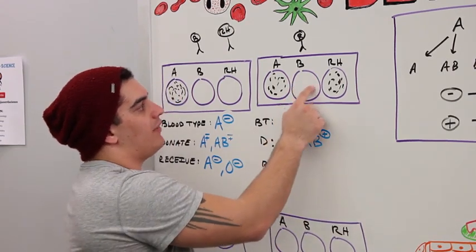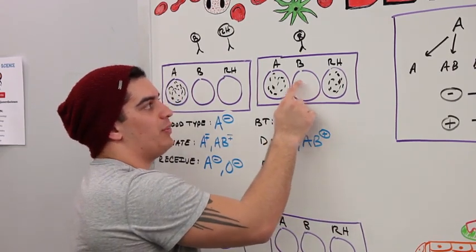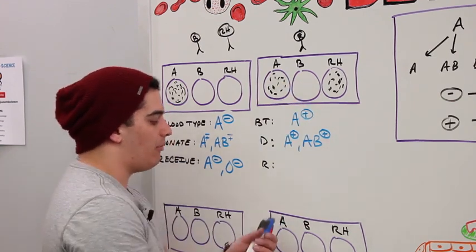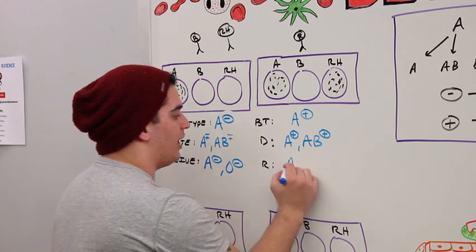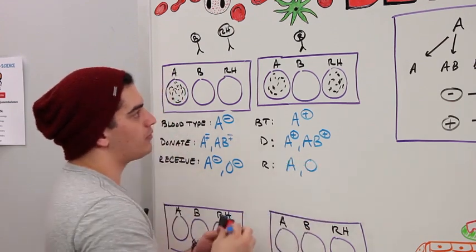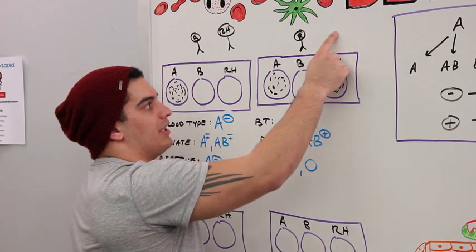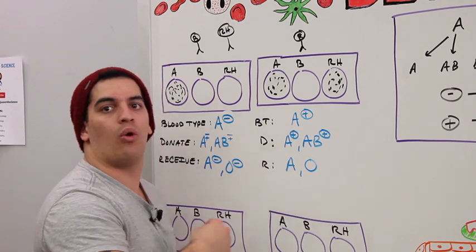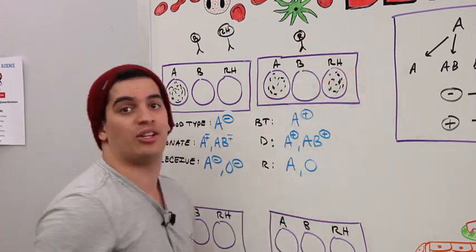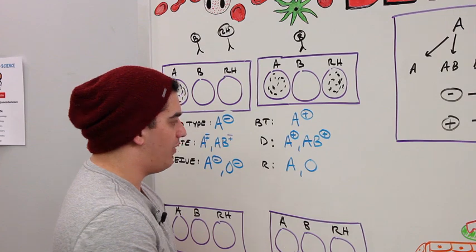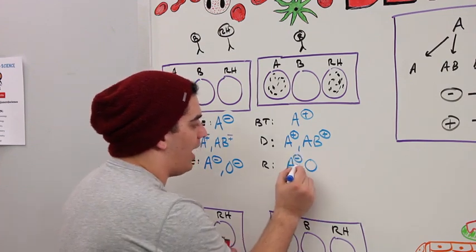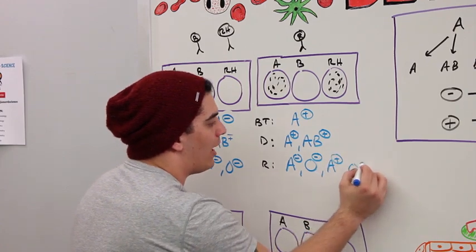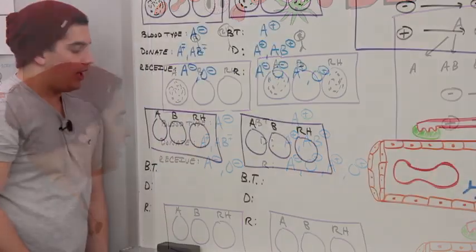Next thing, what does this person have in his circulation? B antibodies. So we cannot give this person any type of blood with B antigens on it. So he can only get it from A or O again. So he can get it from A or he can get it from O. But does this person have RH antibodies? No. So it does not matter whether you give them RH positive blood or RH negative blood because they have no antibodies to react with. So therefore, they can receive from A negative, O negative, A positive, or O positive. That's so easy, right? All right, so let's come down here and do this one.